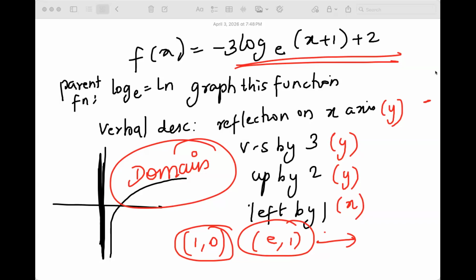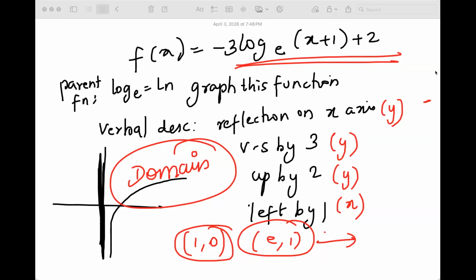Arush, e comma 1, is it correct? I said e minus 1, minus 3 comma 1. Minus 3 plus 2 is minus 1. Should it not become minus 1? Oh, I think I forgot the vertical stretch. Yeah, I think it'll be minus 1, right?